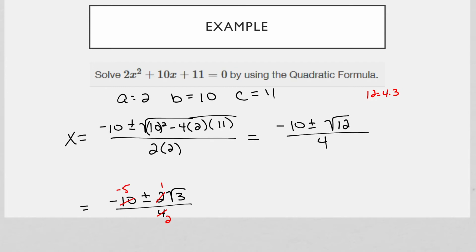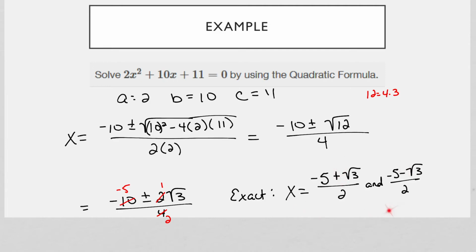So our exact answers are x is equal to negative 5 plus the square root of 3 over 2 and negative 5 minus the square root of 3 over 2. Notice I didn't write the 1. It is assumed to be there, but you should always write your answers in the most simplified form that you can get.